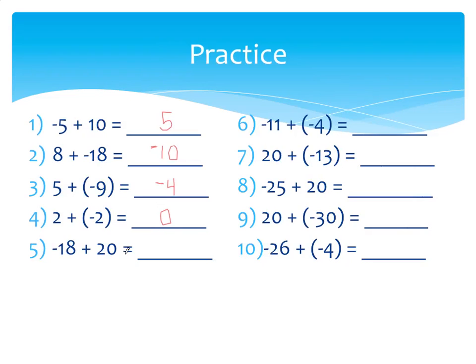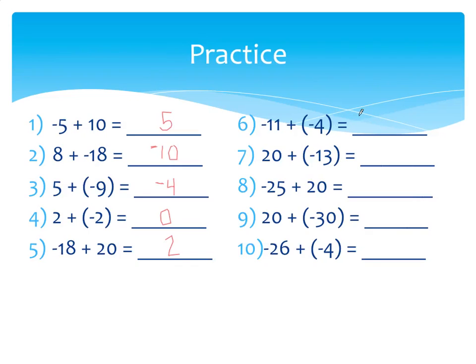And then finally, on this side, number 5. Negative 18 plus 20. Are the signs the same? Well, your answer is no, they're not the same because I have a negative number and a positive number. So I find the difference. 20 minus 18 is 2. And I'm going to keep the sign of my larger number. 20 was larger, it's positive, so my final answer, 2, is positive.